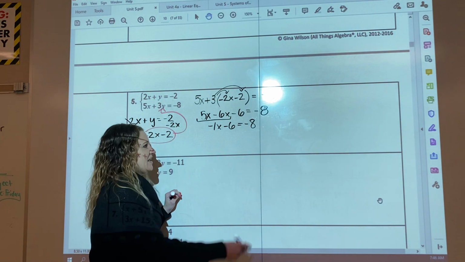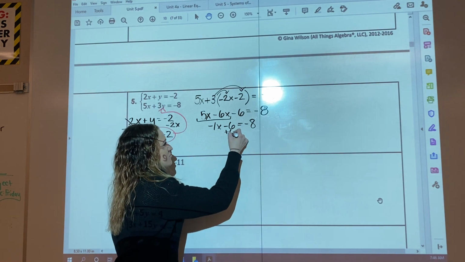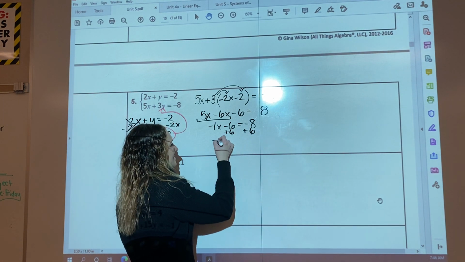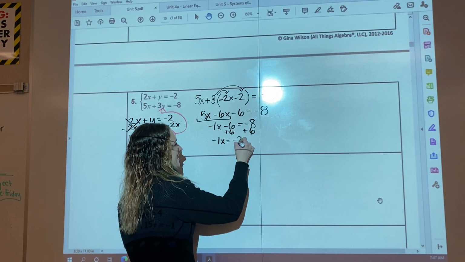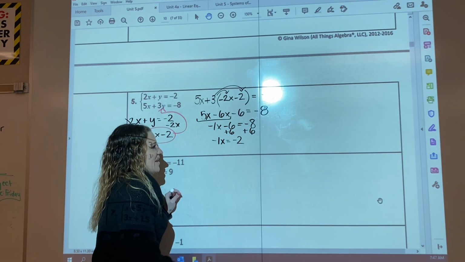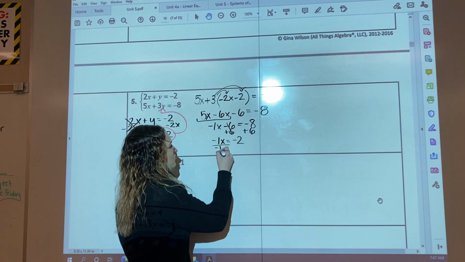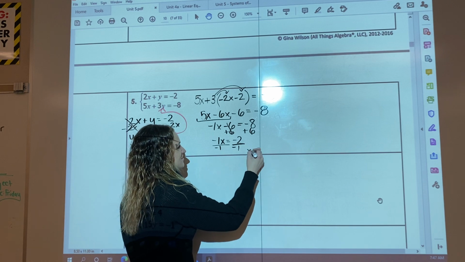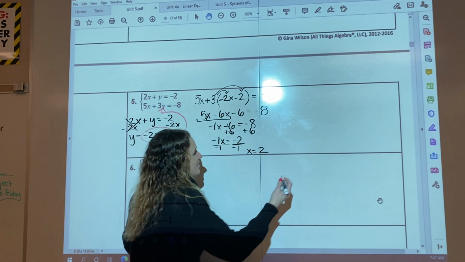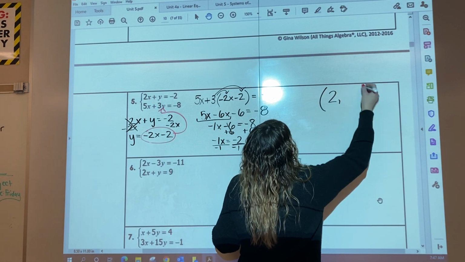Next step, I need to get rid of that negative 6, so I'm going to add it on both sides. Negative 1x equals negative 2. Now, I'm just going to divide by negative 1, and x is going to equal 2. There's half of my solution.